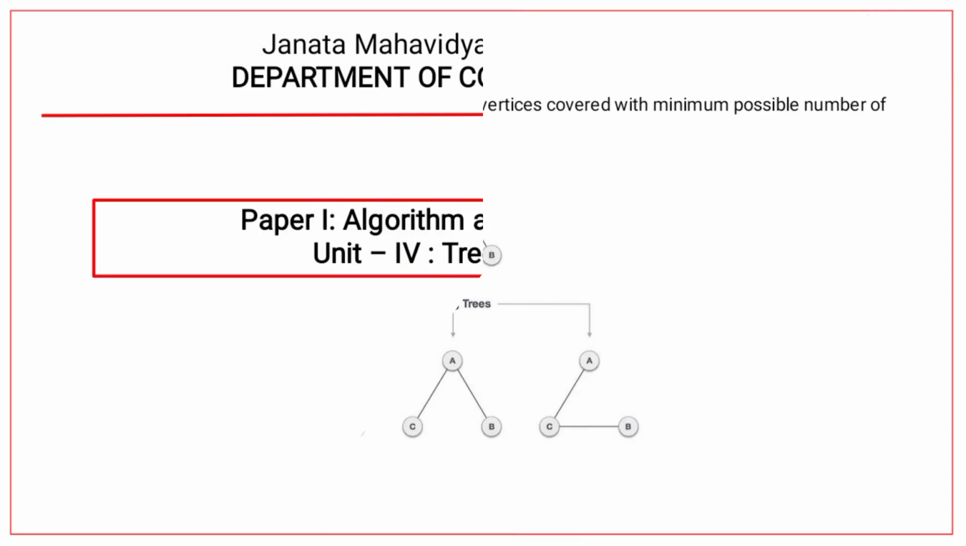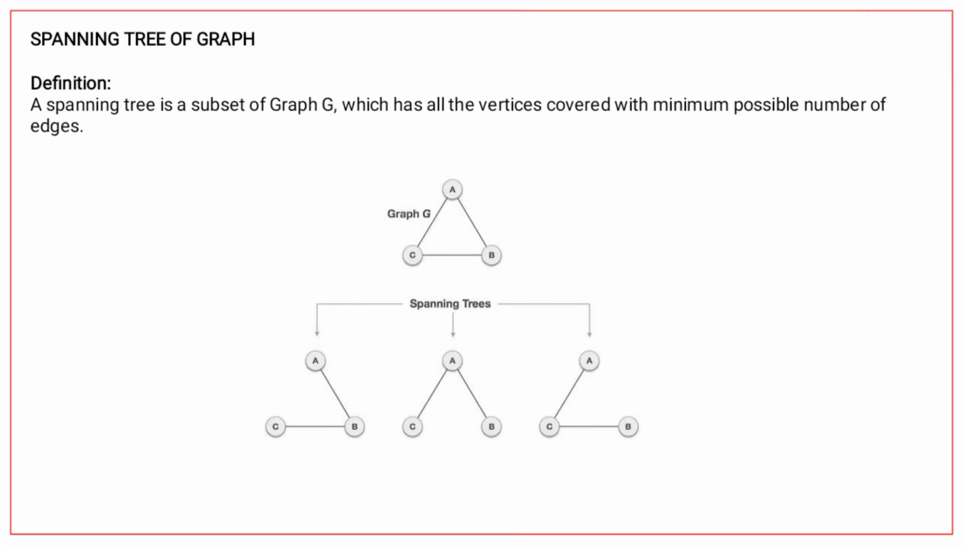Topic is spanning tree of graph. Spanning tree of an undirected graph is a subgraph that is a tree which includes all of the vertices of the graph with minimum possible number of edges. What is spanning tree of graph? Spanning tree is a subset of graph which has all the vertices covered with minimum possible number of edges.